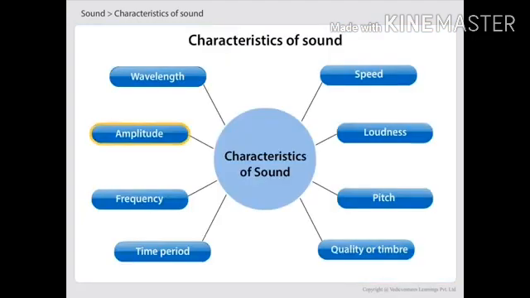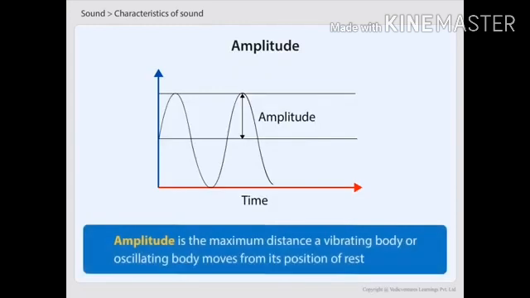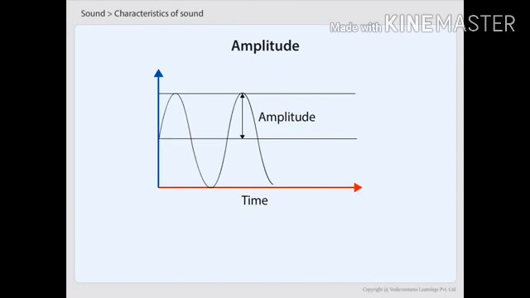Next, characteristics of sound is amplitude. Amplitude is the maximum distance of a vibrating or oscillating body from its position of rest. Or in other words, we can say the maximum displacement of an oscillating object from its central position.